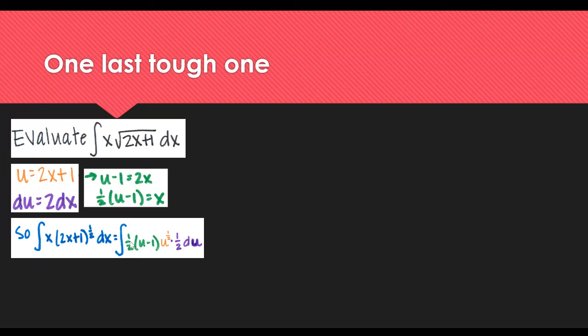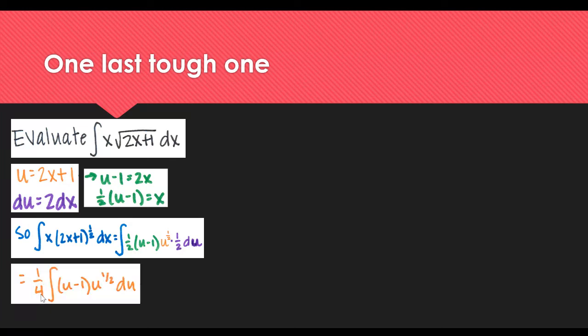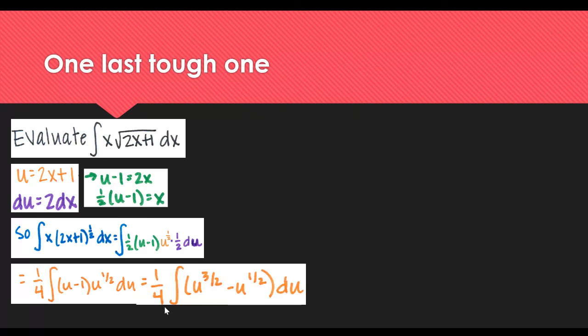So now we're just going to make this look prettier. I have a 1/2 and a 1/2. That's going to be a 1/4 that I can just put out front so I don't have to deal with it. U minus 1 and u to the 1/2. So I can distribute u to the 1/2 in to make my life a little easier. That's like u to the first power. So 1 plus 1/2 is 3/2. And then 1 times u to the 1/2 is u to the 1/2. And now I'm ready to integrate.